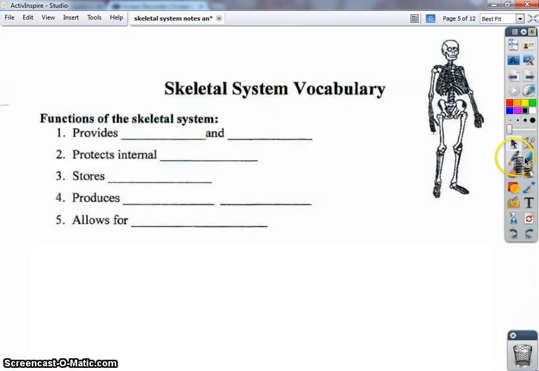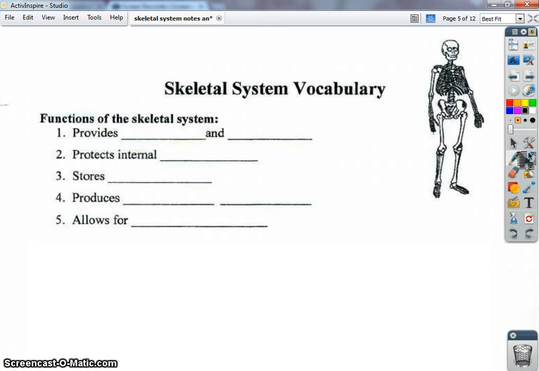Alright, so we're going through just some very basic vocabulary. That's how most of these are going to go. When you're in class, we'll be going through the application process of applying these, identifying where these parts are, and a whole bunch of other stuff as you go through engineering activities and things like that.